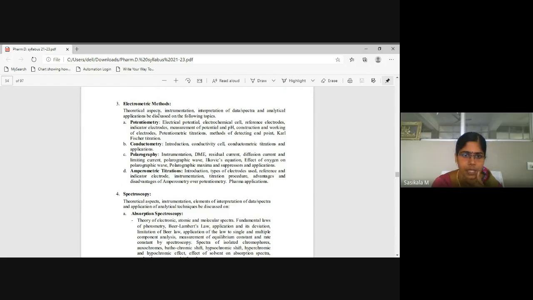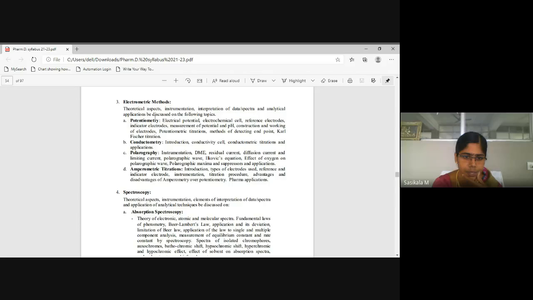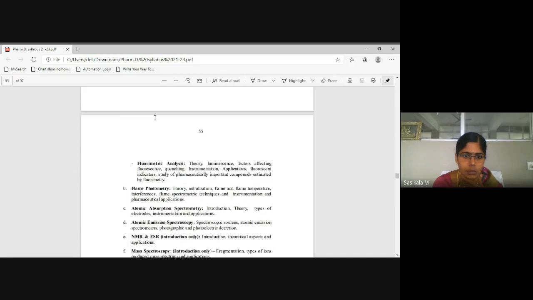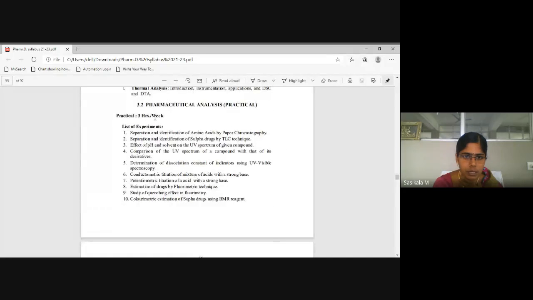Okay, and electrometric methods: potentiometry, conductometry, polarography, and amperometric titration. Polarography and amperometric titration are similar only, with variation in the type of analysis. Potentiometry and conductometry are also different techniques. So there are 4 techniques you are going to learn under electrometric methods. That's all. And about your practicals, it is also with your subject code, 3.2 practical.